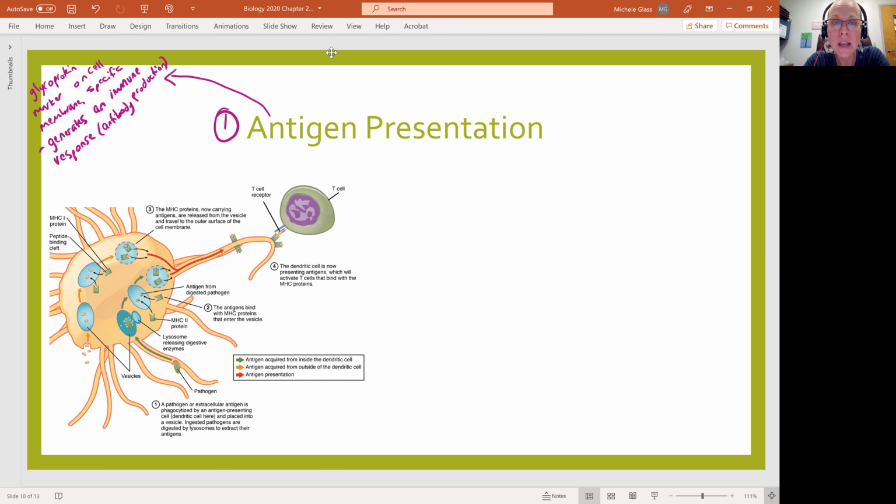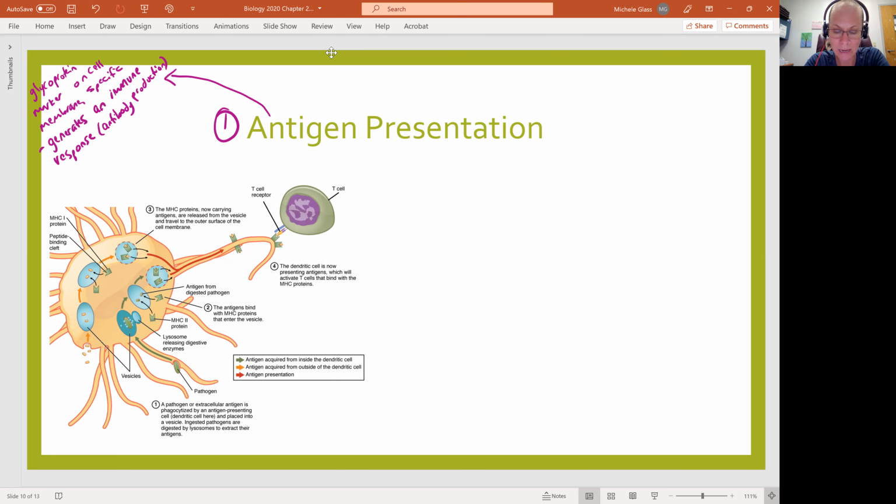All cells have them. So when we talk about self-recognition, our cells have glycoprotein markers and our immune cells are trained to recognize those as self, to not attack. So our glycoprotein markers are recognized as self and as such are not generating an immune response. So we wouldn't really think about them as antigens in that case.